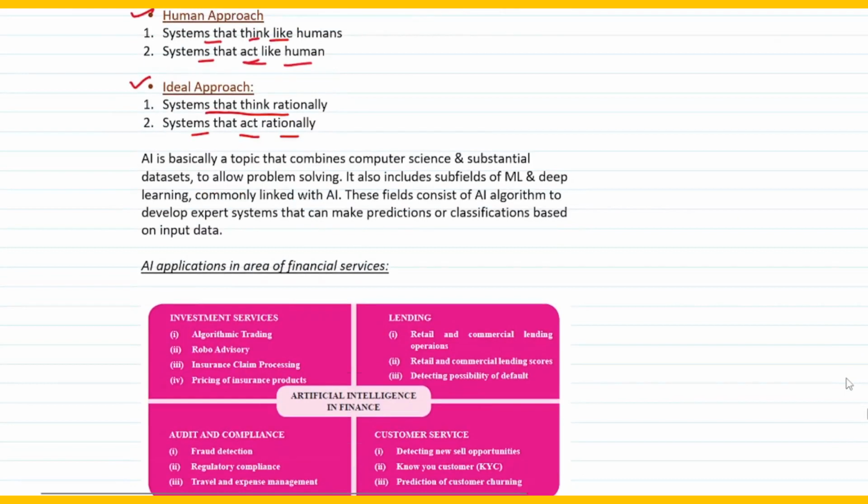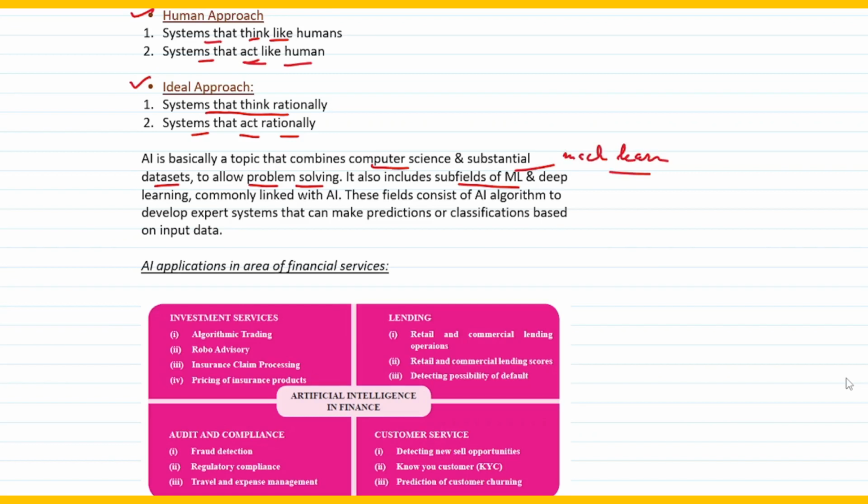Okay. Now basically AI is a topic that combines computer science and substantial data sets, to allow problem solving. So AI is a culmination of what? Computer science and substantial data sets, for any kind of problem solving, right? It also includes subfields of machine learning. ML here refers to machine learning, right?